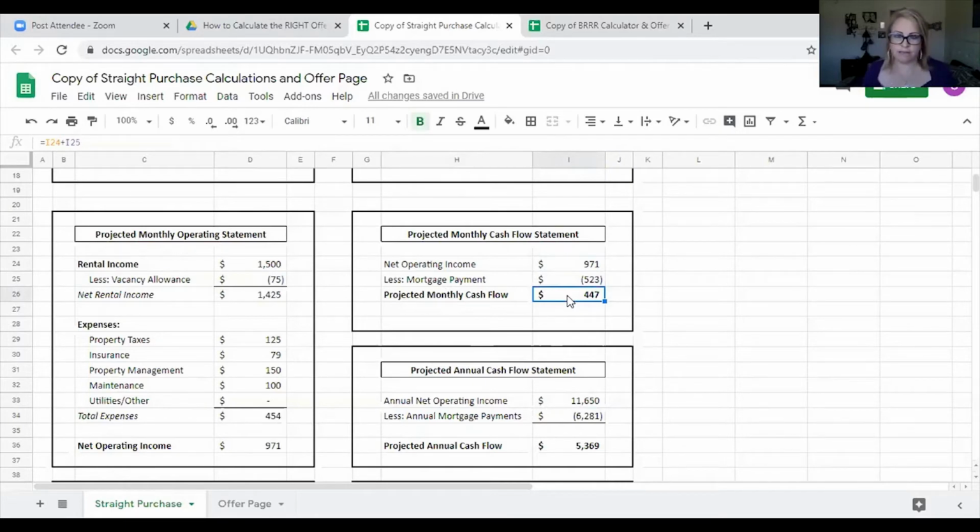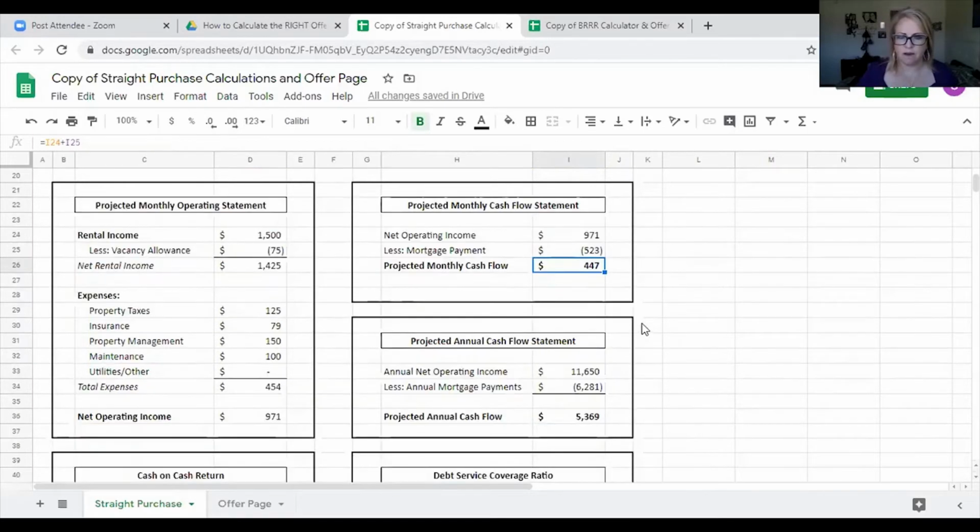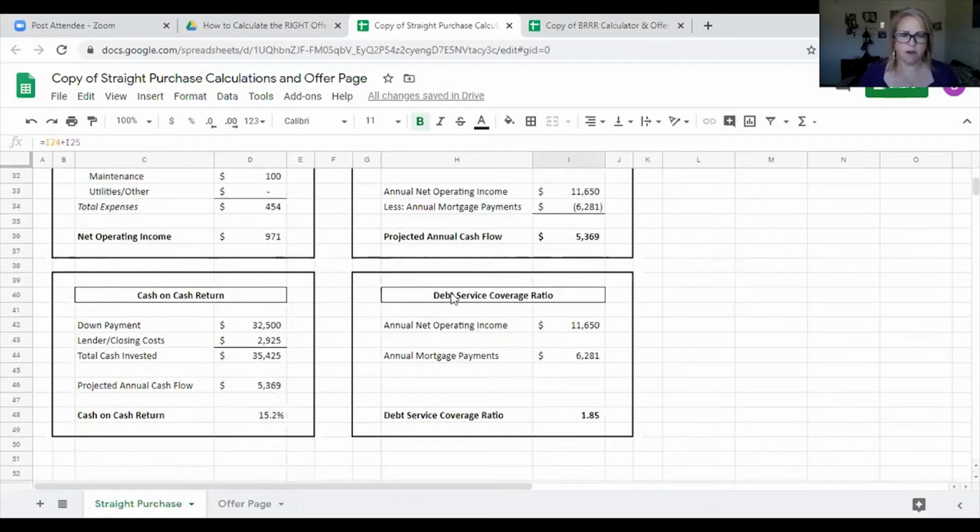The reason you're doing this projected annual cash flow is because we need to have that number on an annual basis in order to calculate the cash on cash return. Because cash on cash return is always done on an annual basis. All right, so let's scoot down just a little bit. All right, so now we're down here, cash on cash return.